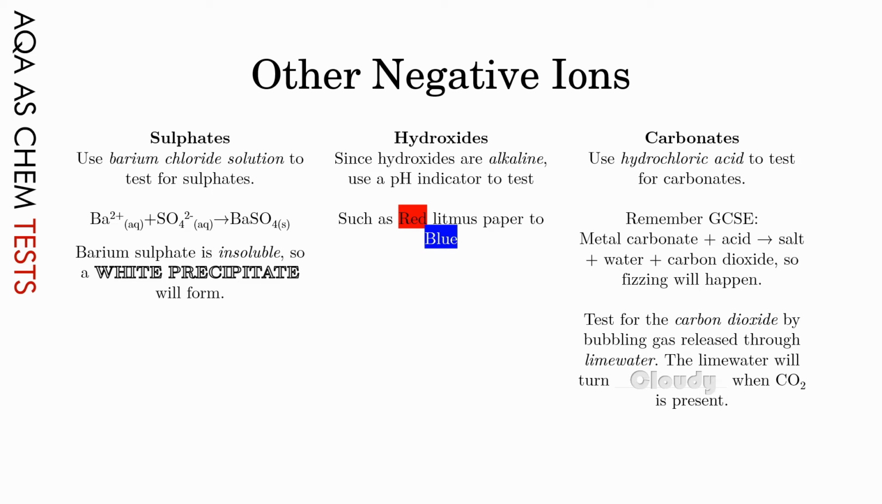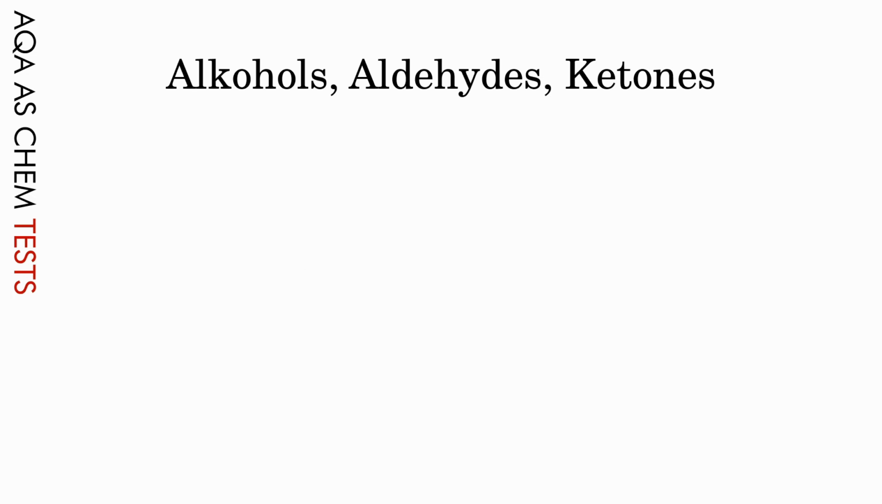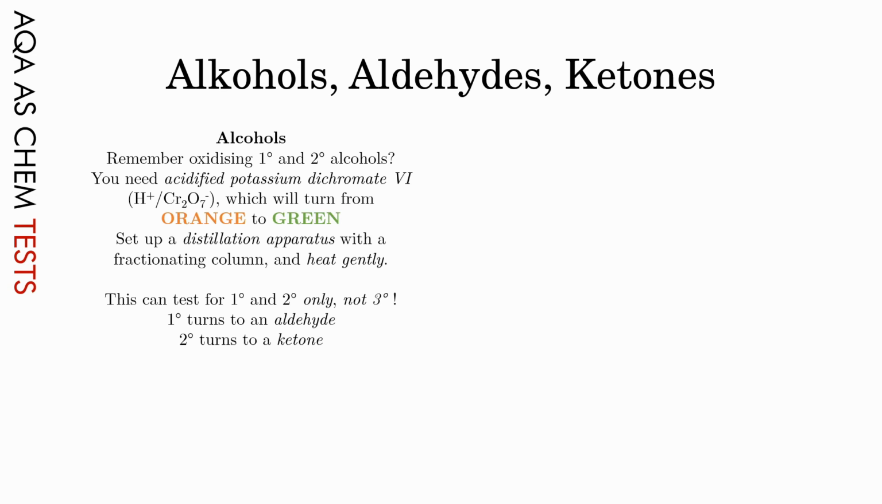Right, so that's all the inorganic ions and stuff. Now, we can also do the same for organic compounds, using testing for their functional groups. Let's start with alcohols, aldehydes, and ketones. So there's one test for alcohols and there's one test for aldehydes and ketones. So let's start with the alcohols test, to test for different order alcohols.